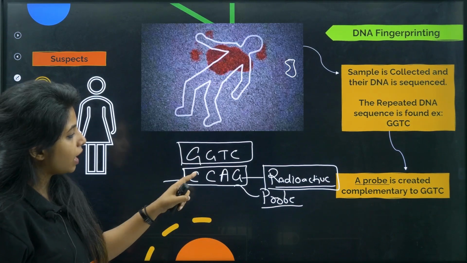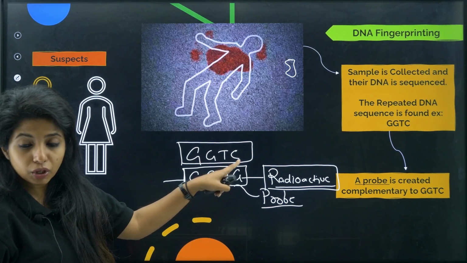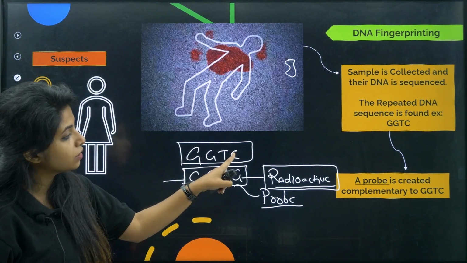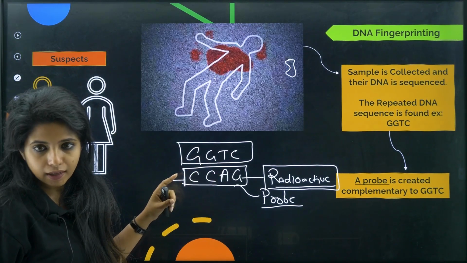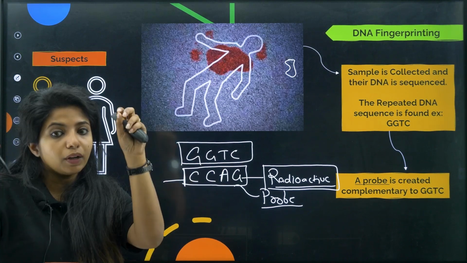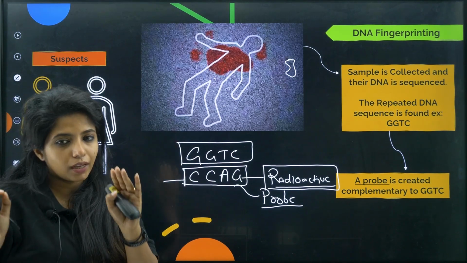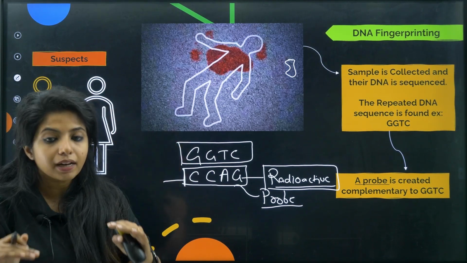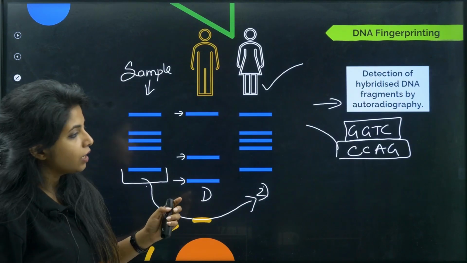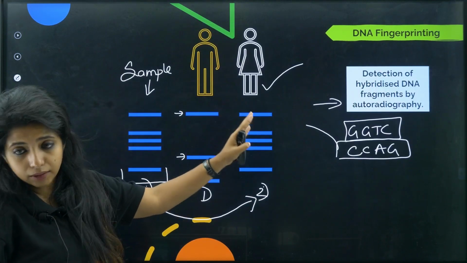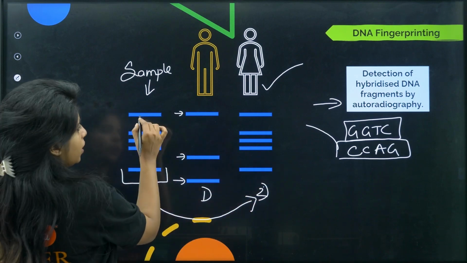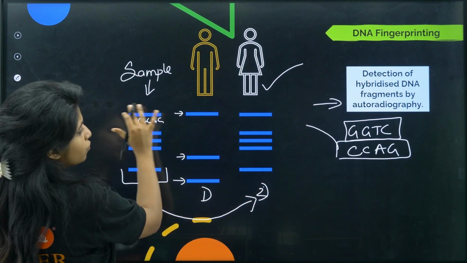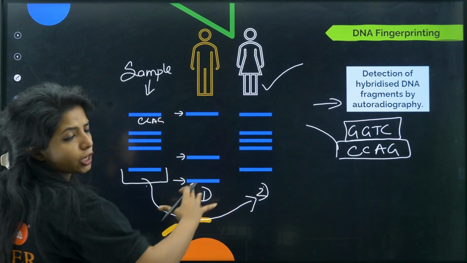Okay, so what will happen? I made a probe which is complementary to this particular sequence. Now whenever this sequence is there, this probe will go and attach over there, and it will blink. So I will be able to see that this is the area which has the exact complementary base pairs, right? Now when I did this, I found that the sample that I had also got attached to CCAG, which is why it was visible. All of them are visible because they have attachment to this.